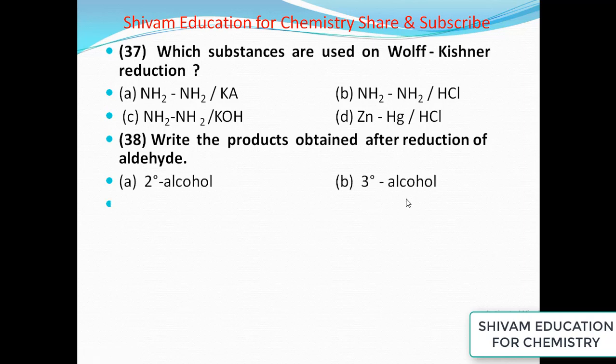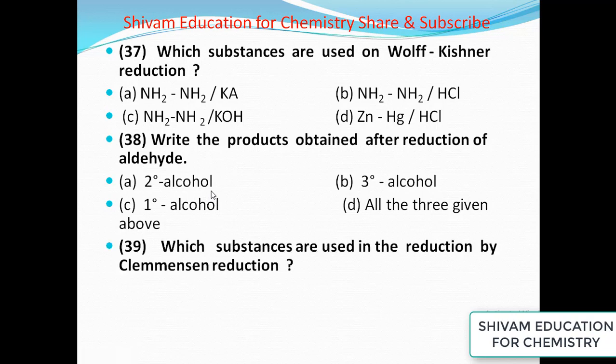Secondary alcohol, tertiary alcohol and primary, and all the given above. हम जानते हैं कि भाई aldehyde है, उसका reduction हमें primary alcohol देता है. Secondary ketone का reduction हमें secondary alcohol मिलेगा. So answer of this question, by reduction of aldehyde we will get primary alcohol. So answer is C, primary alcohol.